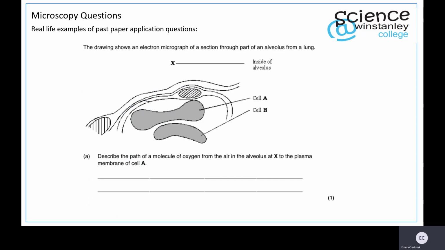So here we go, we've got a diagram of a red blood cell and an alveolus. It doesn't tell you it's a red blood cell. So it shows you an electron micrograph of a section through parts of an alveolus of a lung. X is the inside of your alveolus. And it asks you A, to describe the path of a molecule of oxygen from the air in the alveolus of X to the plasma membrane of A. So you need to describe how the oxygen gets from X to A. Pause the video and have a go.